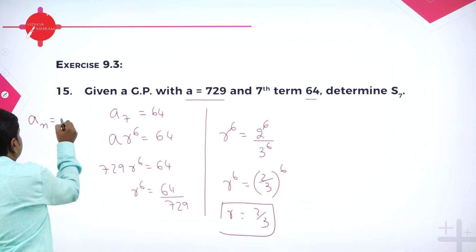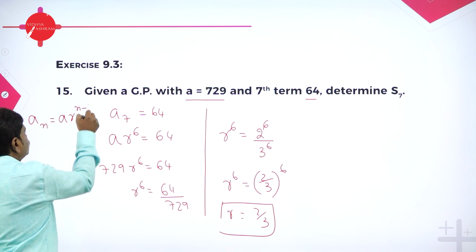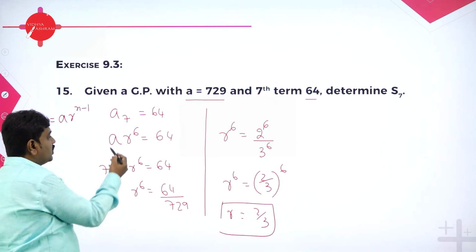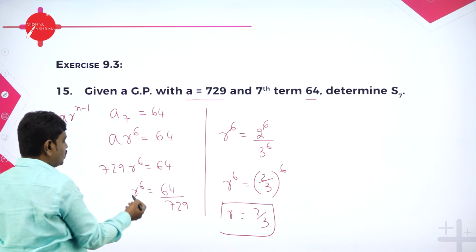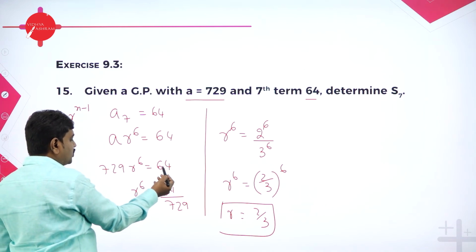So dear students, you know the general term formula. What is An in GP? A R power n minus 1. So A R power 6 is 64. The A value is given, 729. Substitute it: 729 into R power 6 is 64.